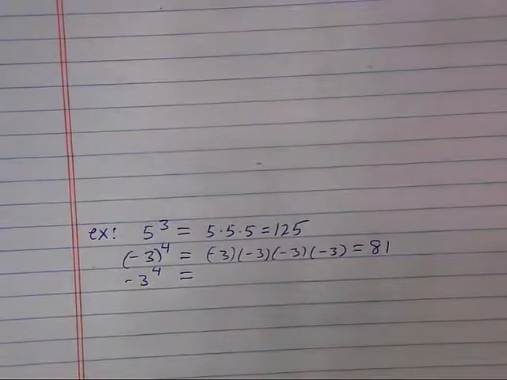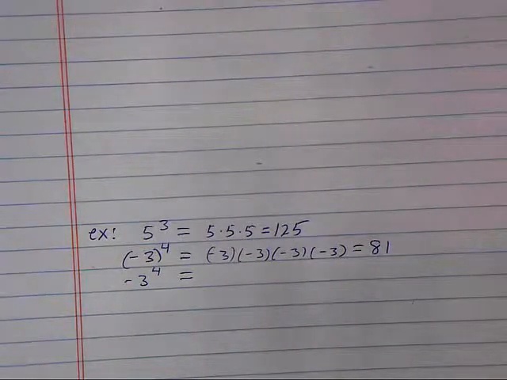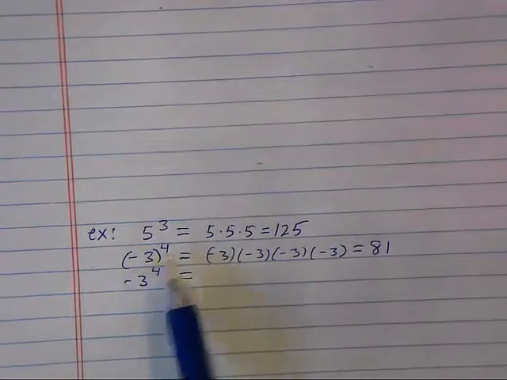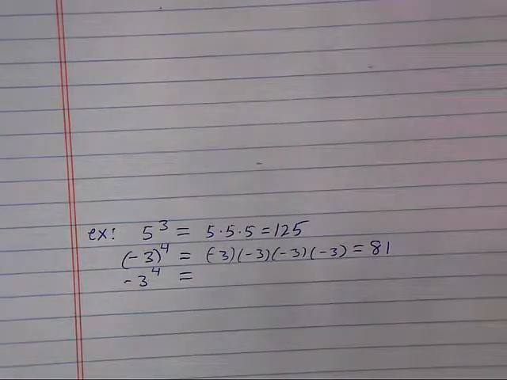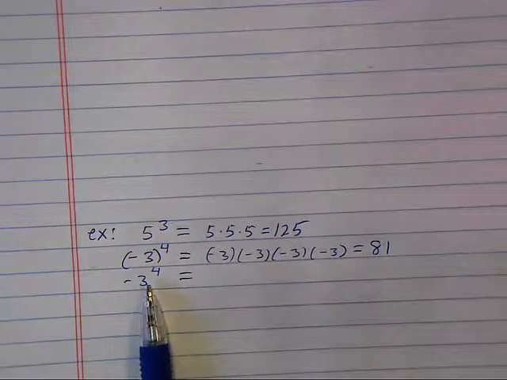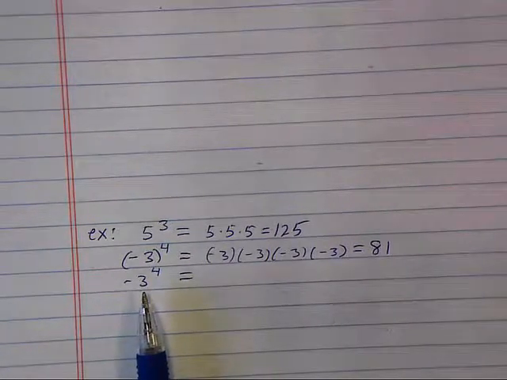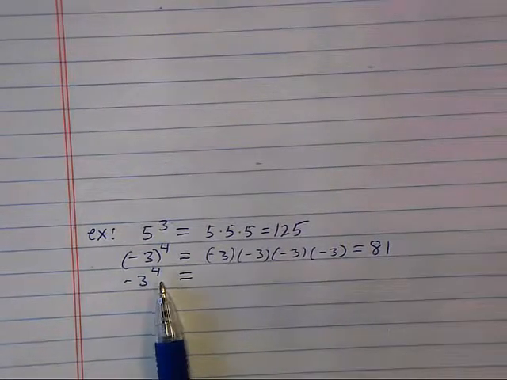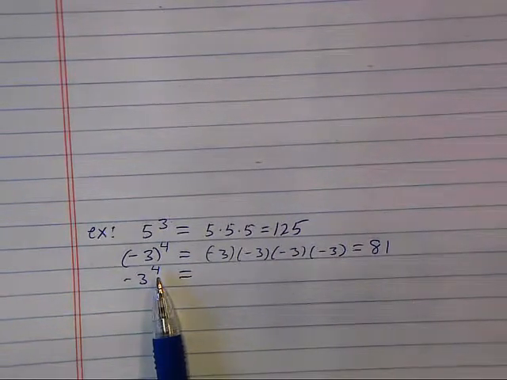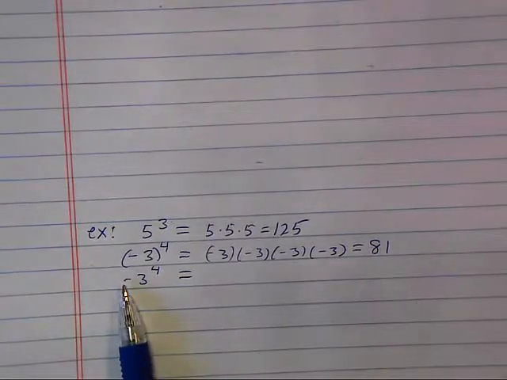What if I give you -3 to the 4th without parentheses? Which is confusing because you read it the same way. This one we read -3 to the 4th. This one we also read -3 to the 4th. They sound the same. Are they the same or are they different? They are different. Very good. What you're trying to say is this exponent doesn't do anything to that negative sign.